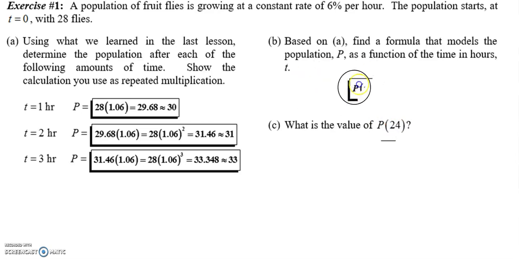Alright, how'd you do? Did you write something like that? So P of t, so population, when you put in the time, there's your initial amount, there's your growth rate, and there's your exponent of time. So it should be pretty easy now to find what the value of P of 24 is. So go ahead and do that now.